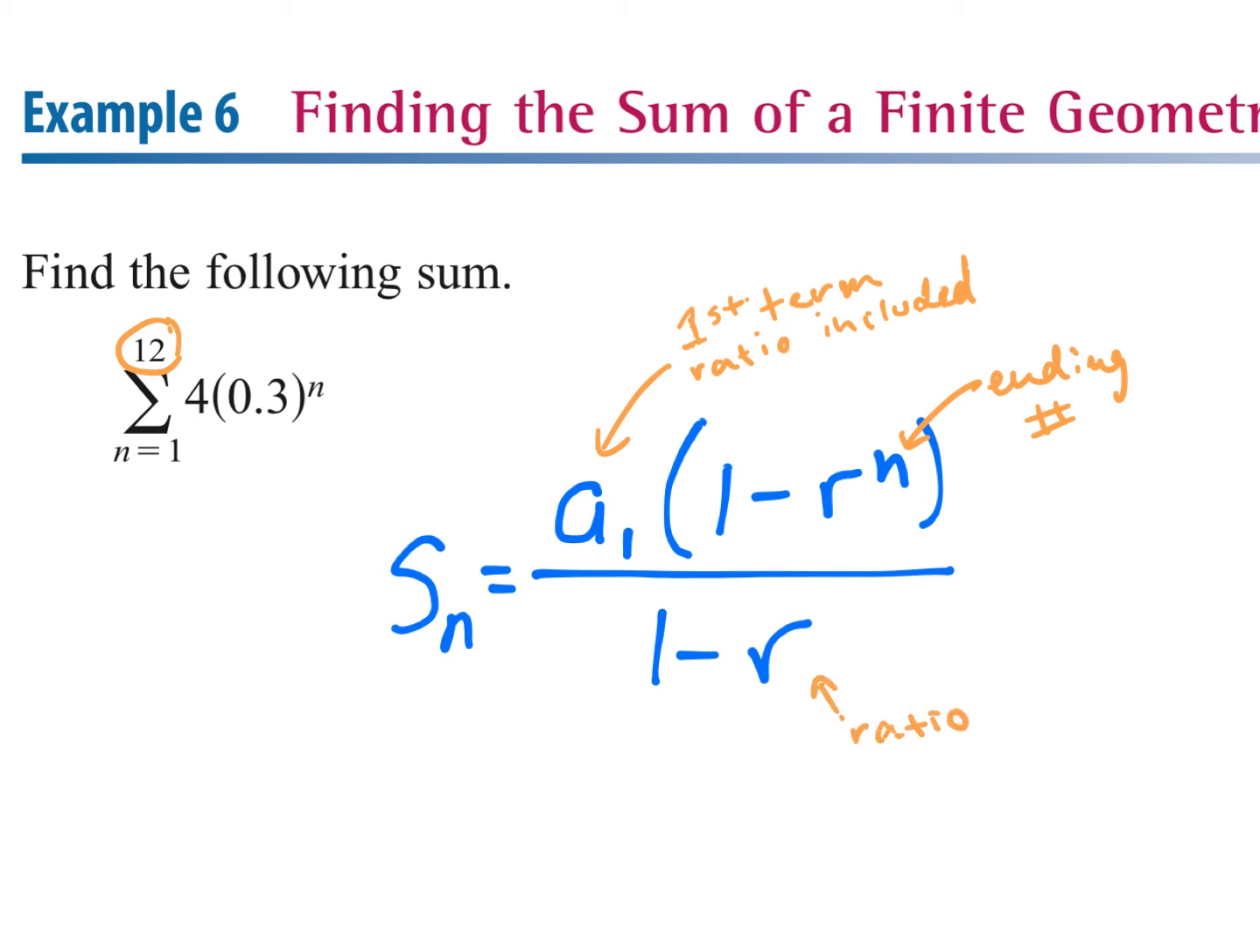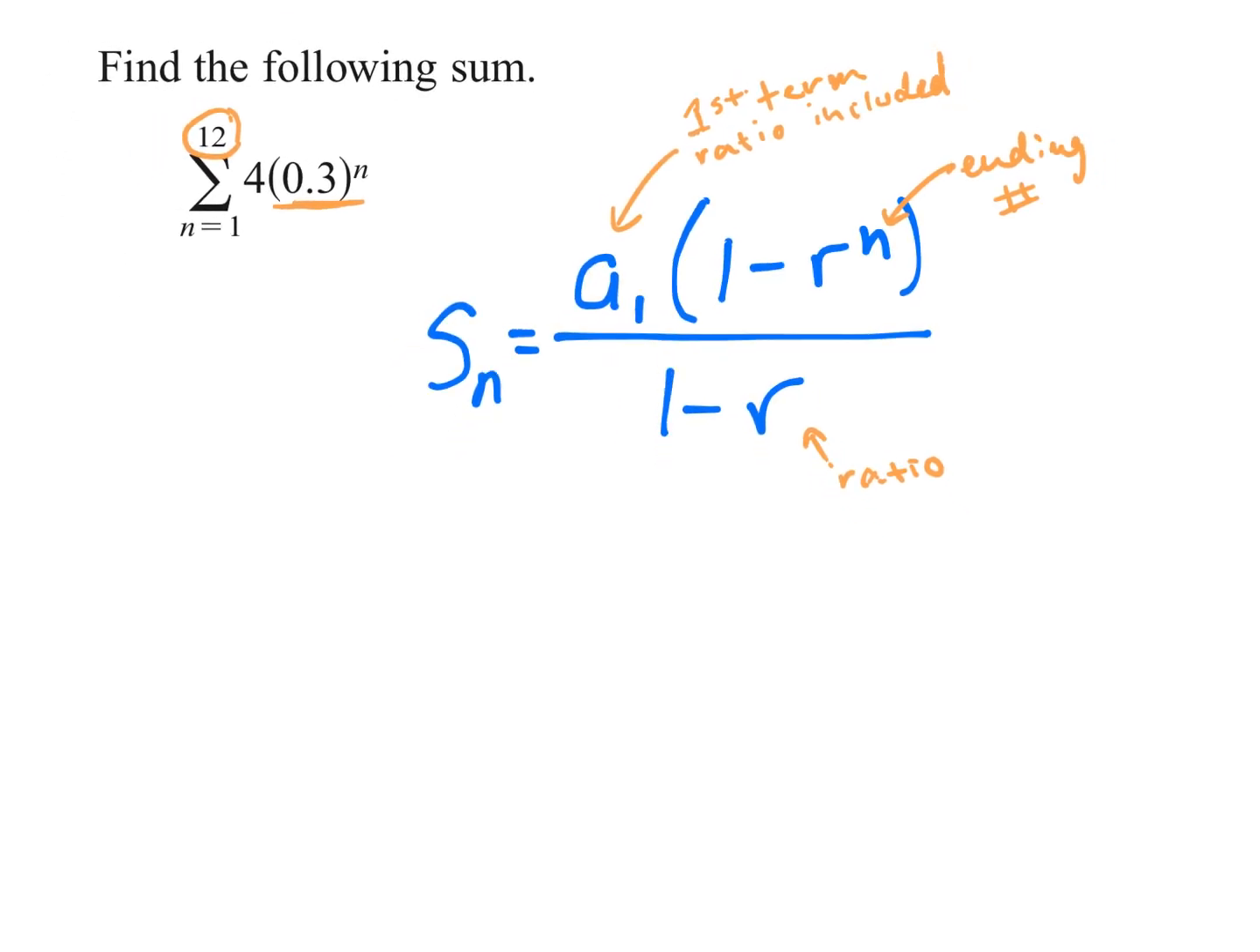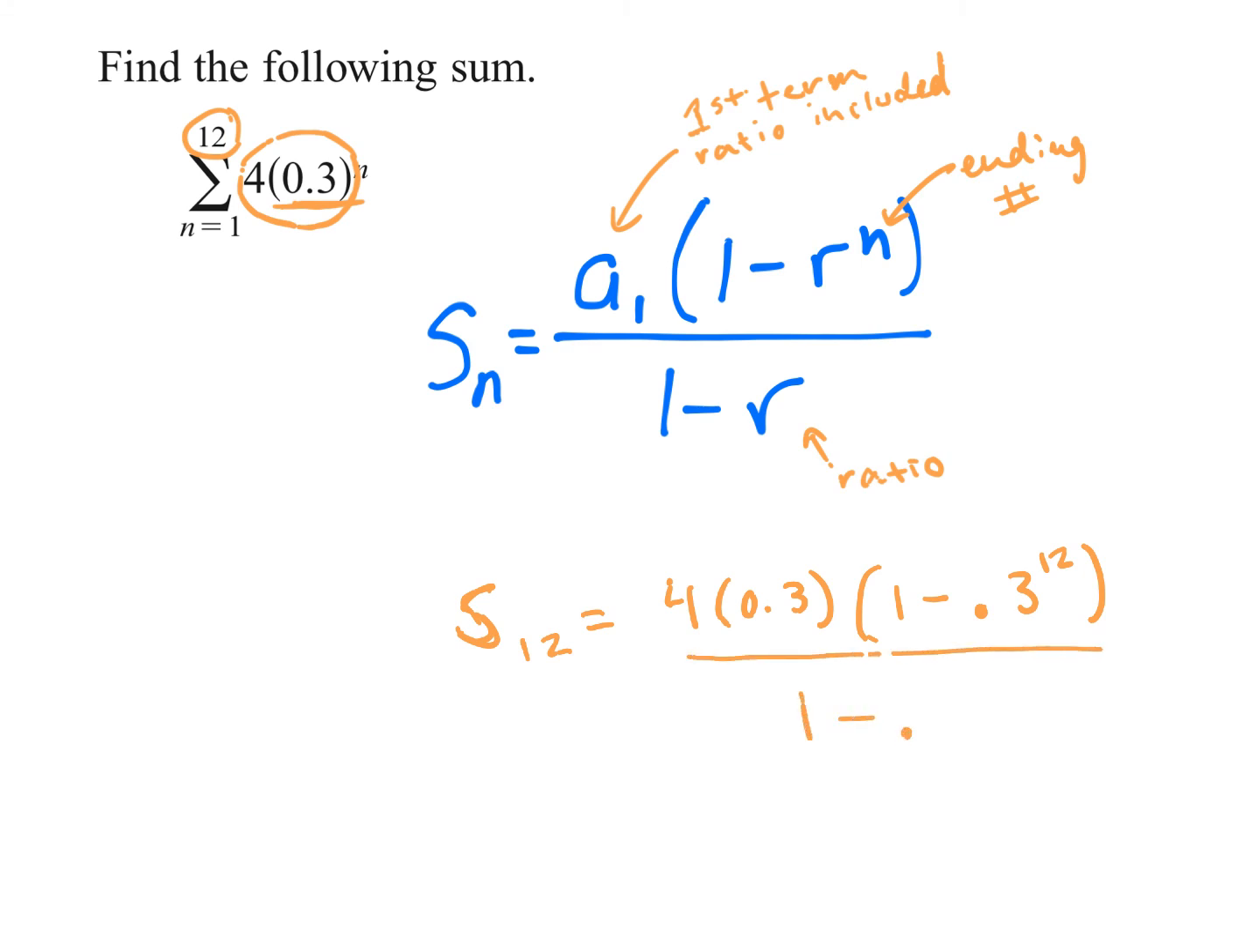So the ratio is just what the exponent applies to. So our sum of our sequence here, it'll be s sub 12 is equal to a sub 1, which is this whole thing here, so 4 times 0.3, times 1 minus our ratio, so 1 minus 0.3 to the power of 12, over 1 minus our ratio, which is 0.3. Everybody with me so far?